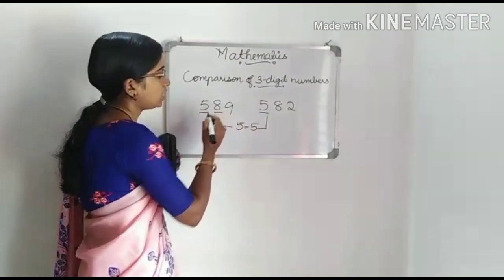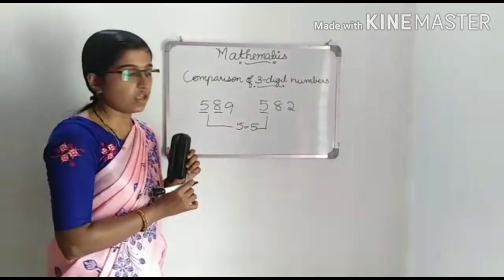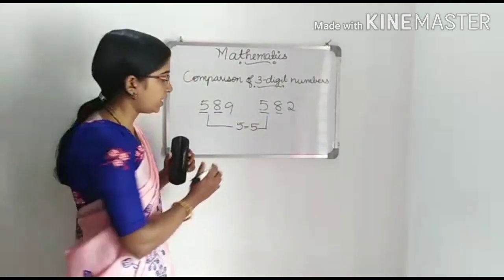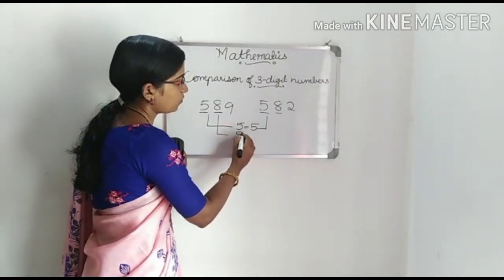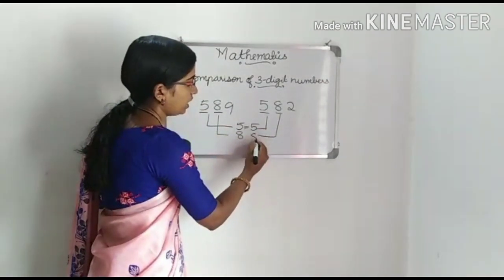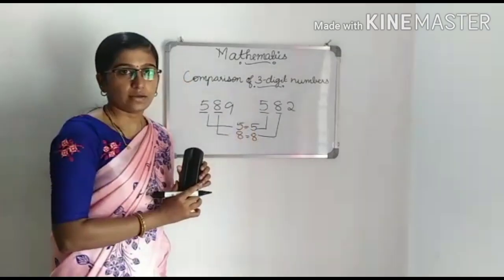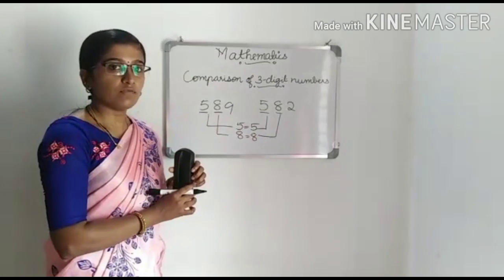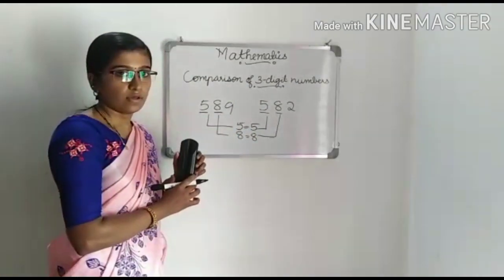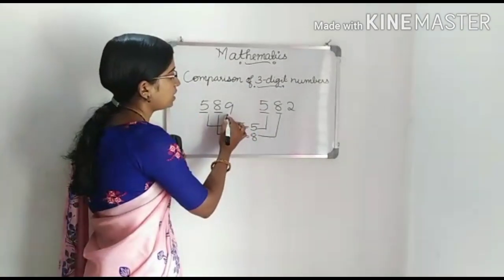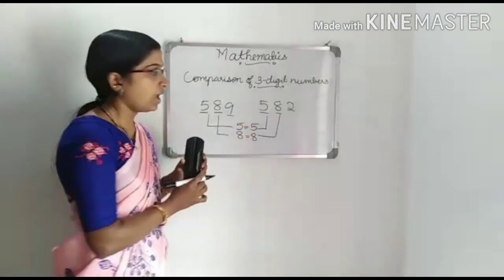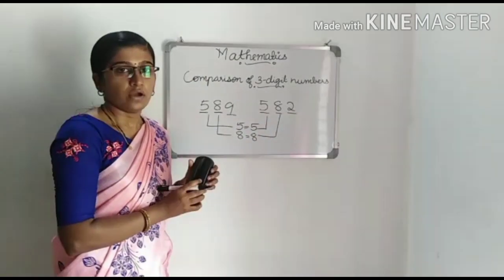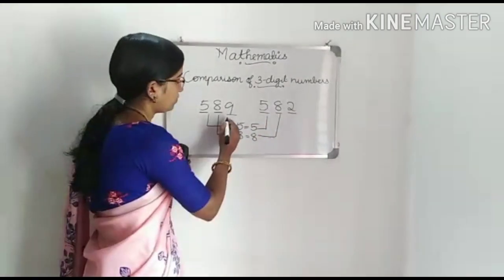Here in 589, the digit in the tens place is 8. In 582, the digit in the tens place is also 8. So we can compare tens place. 8 is equal to 8. The two digits are same. If the tens places are also same, then we move to the ones place. Here in 589, the digit in the ones place is 9. And in 582, the digit in the ones place is 2. So we can compare 9 and 2.